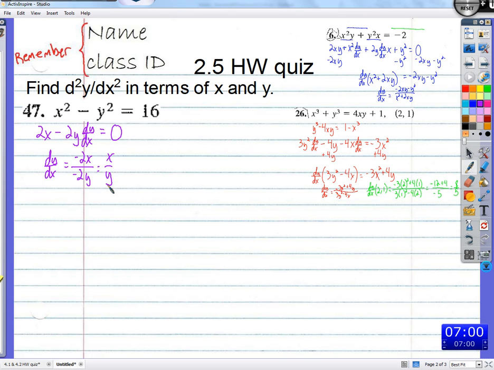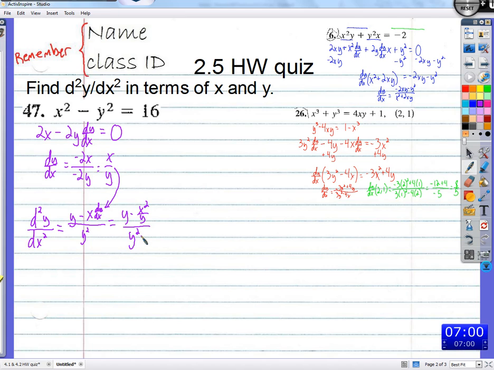Okay. Now we take the derivative again. The second derivative is equal to the derivative of this side, the derivative of the derivative. The derivative of x over y. Low d high minus high d low over the square of what's below. It's a quotient rule. Silly me. So low d high, this is 1, minus high d low, y prime, dy/dx, over the square of what's below, y squared. What's dy/dx? It's x over y. So you can make that substitution. That gives y minus x times x over y, which is x squared over y, over y squared.